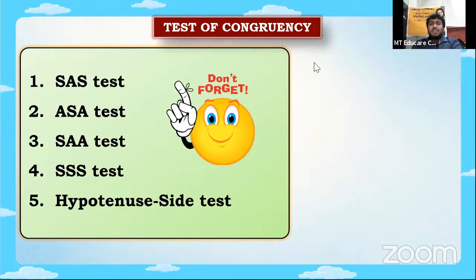Students, give the heading test of congruency and write down all the 5 tests. You need to remember all the 5 names: SAS, ASA, SAA, SSS, and hypotenuse side test. Students, if you don't remember the names, it will be a problem. Now, students, we are going to solve very simple sums based on congruency of triangles.